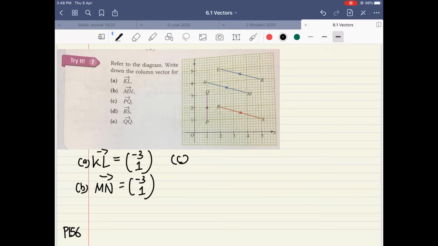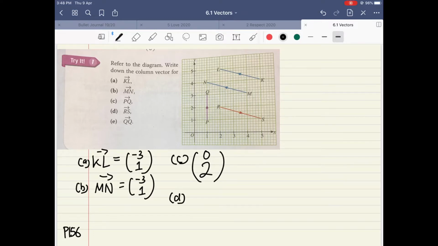I'll now look at part C, where we'll look at PQ. For PQ, we start at P. Do we move left? Do we move right? No, we do not. So in this case, because we neither move left nor right, the value will be 0. Let me write that down, it is 0. Then we move upwards by 2 units. 1 unit, 2 units. Hence, if we are moving upwards by 2 units, is that positive 2 or negative 2? It should be positive 2.